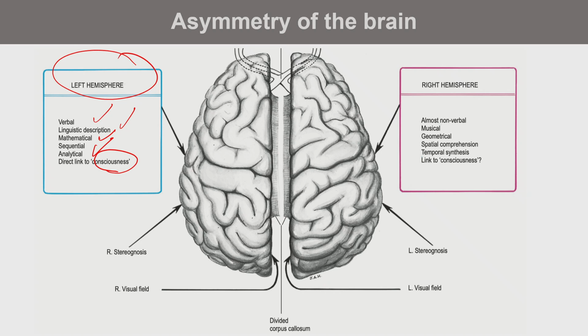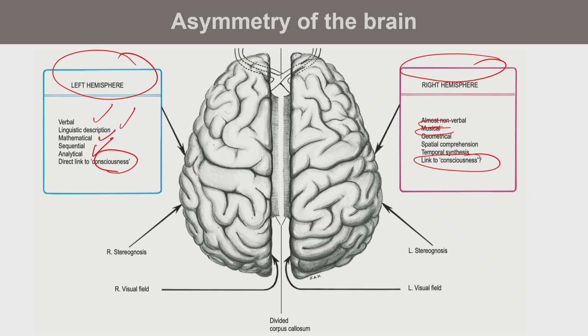The right hemisphere is much more important for people who are typically artists, because they have there some non-analytical, non-mathematical, non-systematic, but more emotional functions. So this is musical, geometrical, and some other important functions. So they also have a link to consciousness, but it's a little bit different.